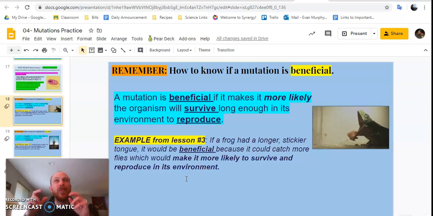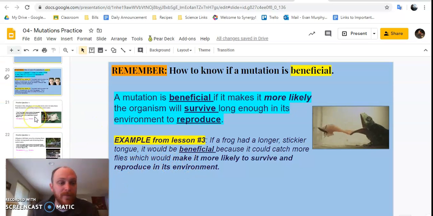And so if you think about the trait differently than I'm thinking, you can still get the right answer because you've justified it. You've said, I think this is true because, and you've explained why it's more or less likely to survive and reproduce in its environment. We're just talking hypothetically about a trait. We don't know what actually would happen, and so I would totally give you credit for that.